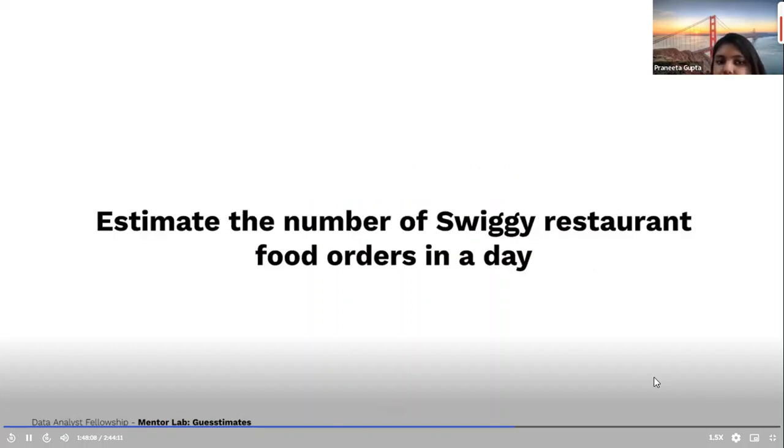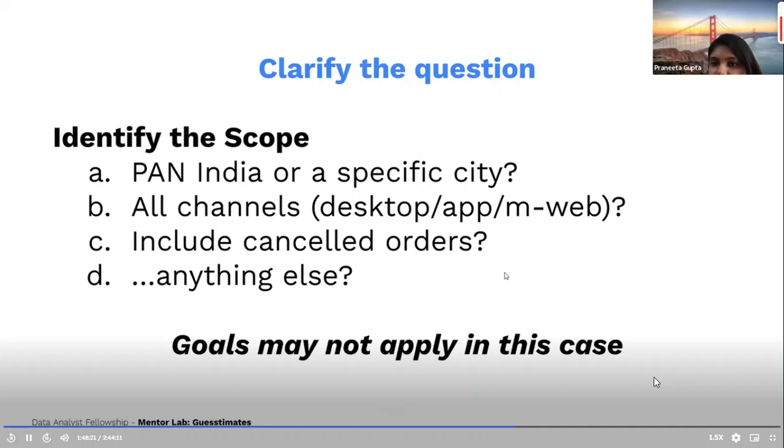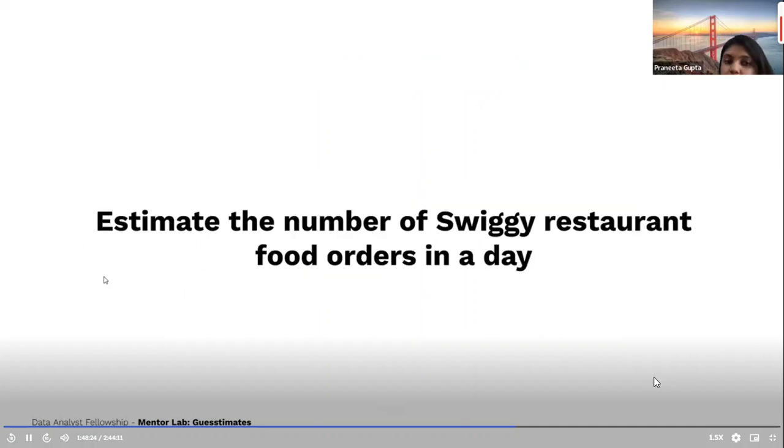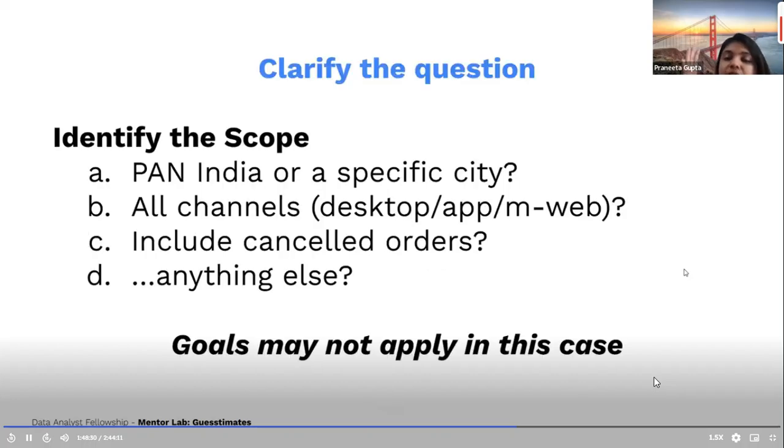We'll just start with an example. Here we have to estimate the number of Swiggy restaurant food orders in a day. Now what's the first step? First step is to clarify the questions, right? So clarifying questions I can ask, if you go back to the problem statement, there is no particular region mentioned here. So that is one thing I can confirm, right? Whether it is for the entire country of India or is it specific to a certain city or region.